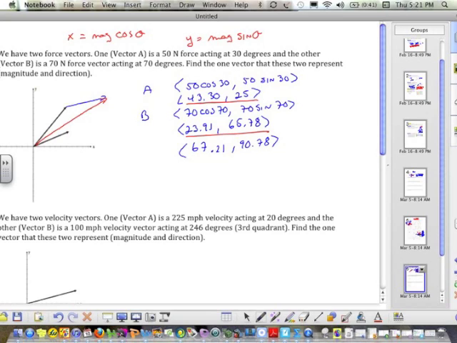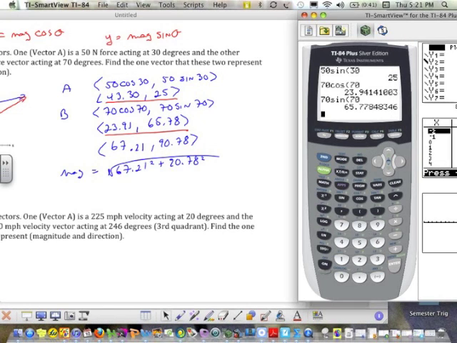So again, the magnitude is going to be the square root of 67.21 squared plus 90.78 squared. So second square root, 67.21 squared plus 90, oh wait, it's squaring it twice, clear. 67.21 squared plus 90.78 squared. 112.95, so that's going to be the magnitude of this thing.